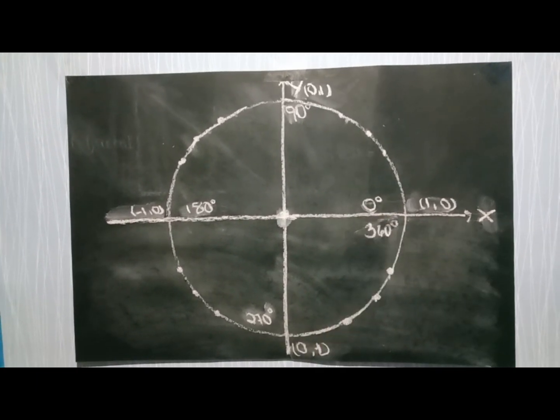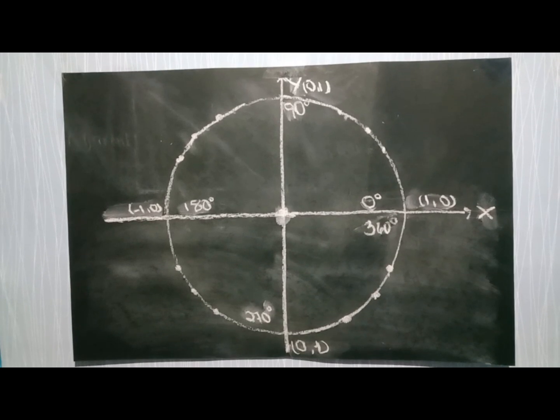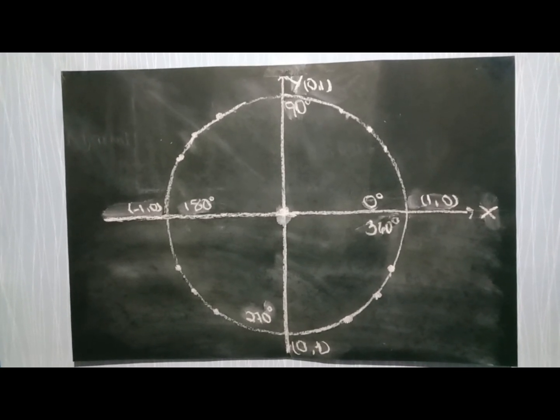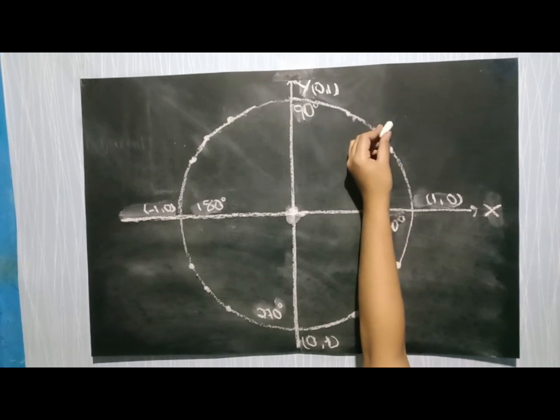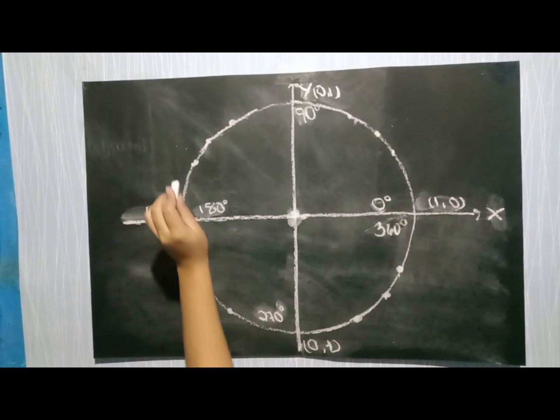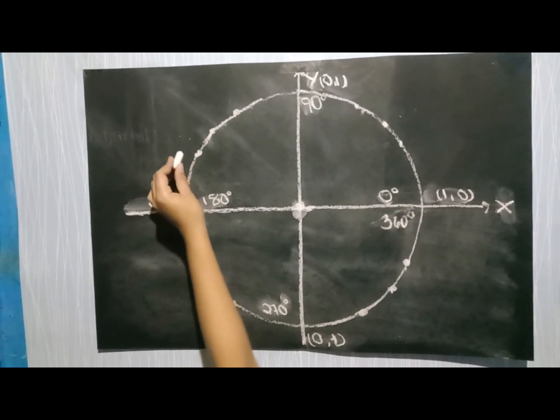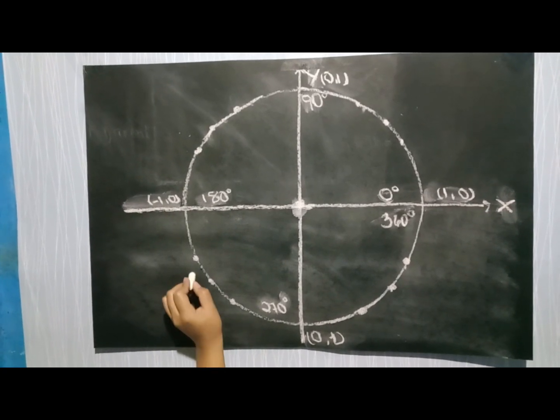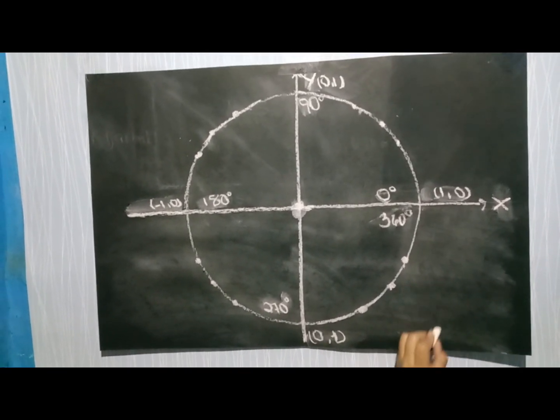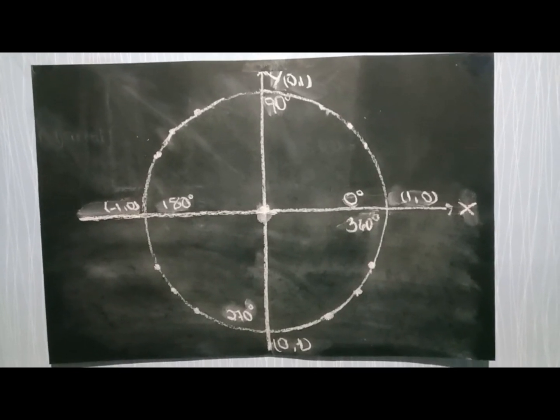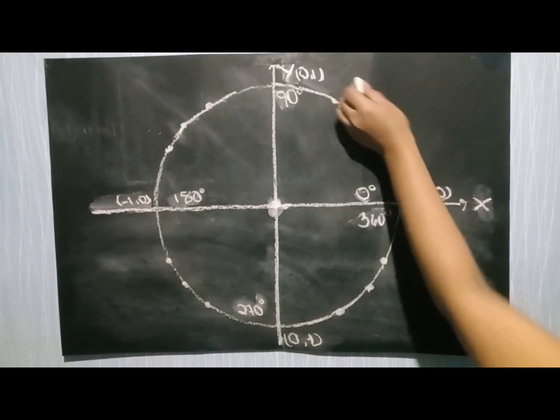The unit circle is divided into 4 quadrants. Each quadrant has a specific pattern of positive and negative values for sine and cosine. The first quadrant, all values are positive. Second quadrant, sine is positive, cosine is negative. Third quadrant, both sine and cosine are negative. Fourth quadrant, cosine is positive, sine is negative. So after having these values, we will now move on to quadrant 1.